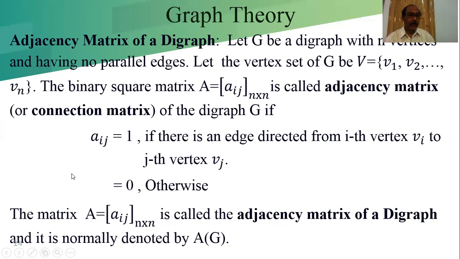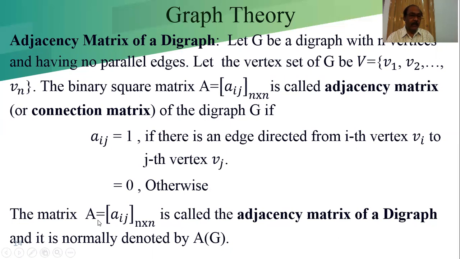That means the vertex in the ith row is directed to the vertex in the jth column. That element Aij will be 1 if there is an edge directed from the ith vertex Vi to the jth vertex Vj, otherwise 0. If there is no connection between the vertices, then it is 0.